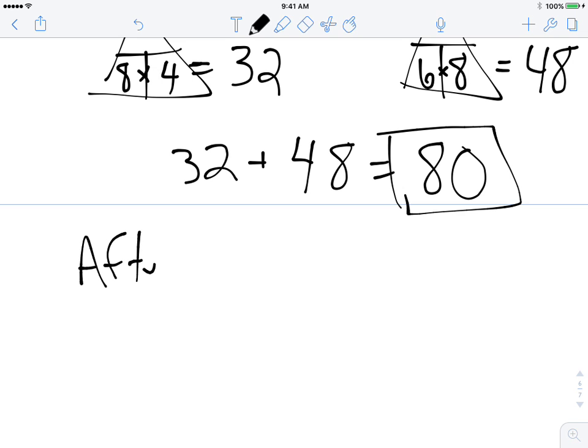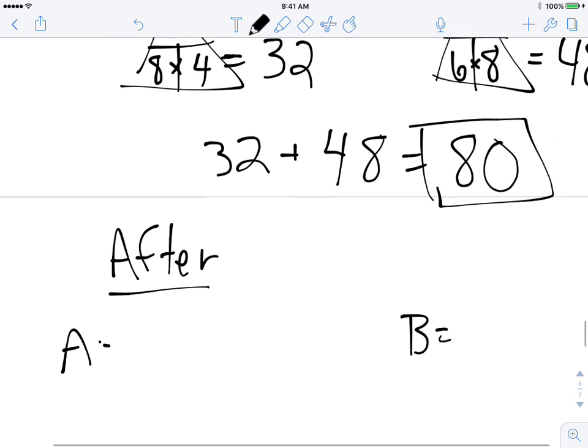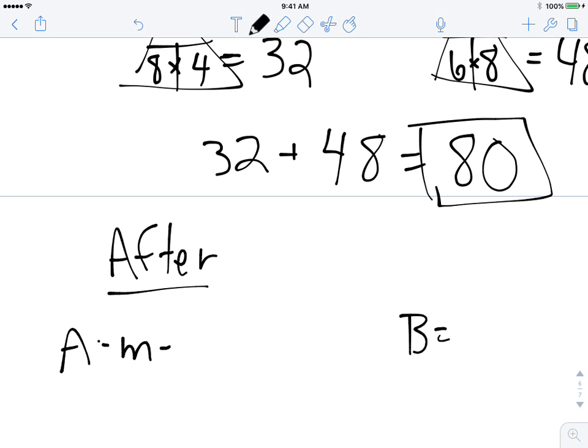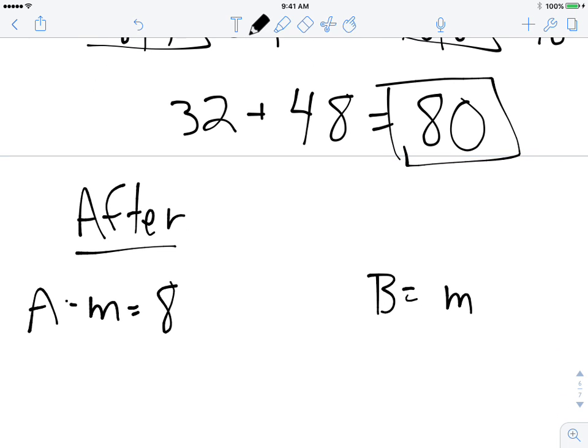All right, so after, I've got A and B. After, A still has a mass of 8, and B still has a mass of 6. We know that A tells us the velocity in there. It says the new velocity is 7. And then this is what we're trying to find. We don't know the velocity yet.